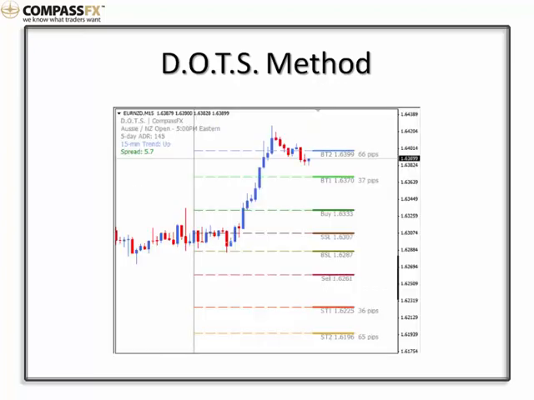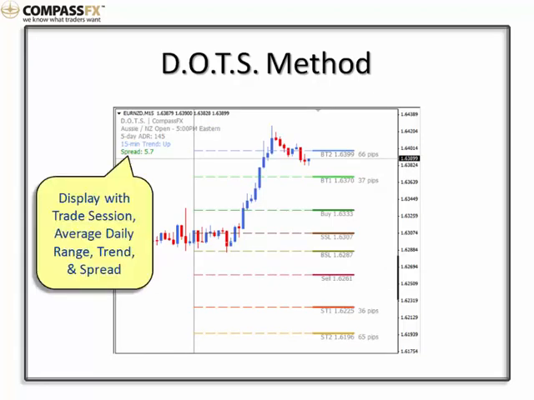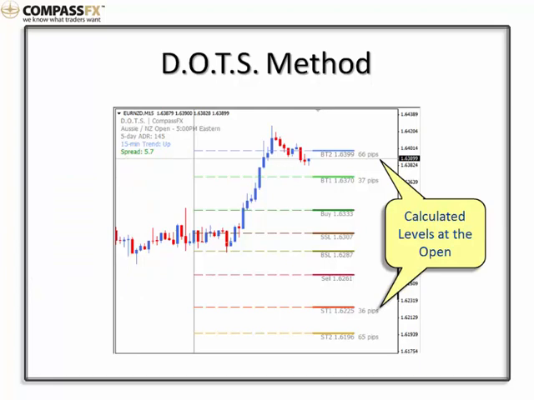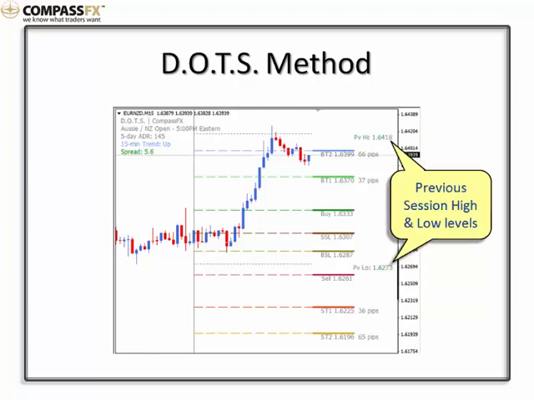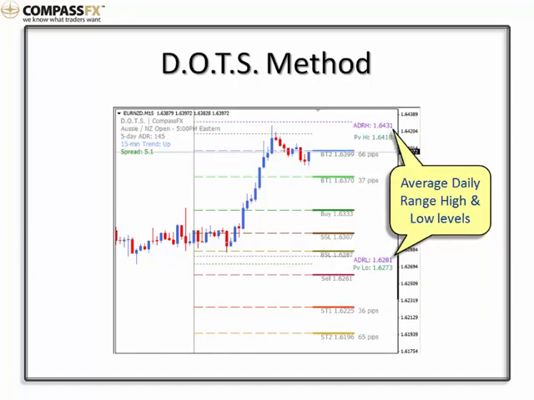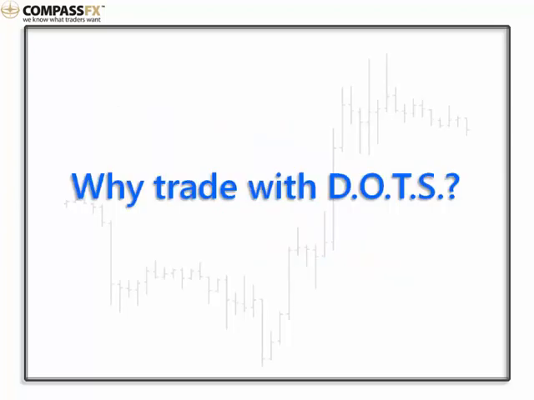Let's take a closer look at what DOTS looks like on a chart. As we see the DOTS method applied to a chart, you'll see a display with the trade session, the average daily range, the trend, and the spread. You'll also see calculated levels that start at the open of the day or open of that trading session that you're trading. Also, we've included the previous high and the previous low. And we've included the average daily range, high and low levels.